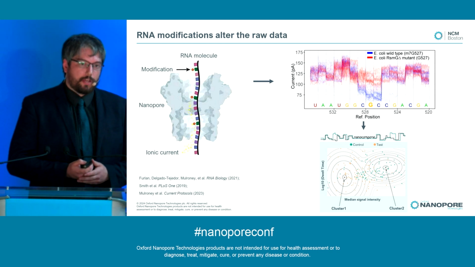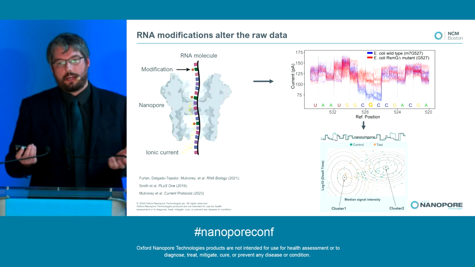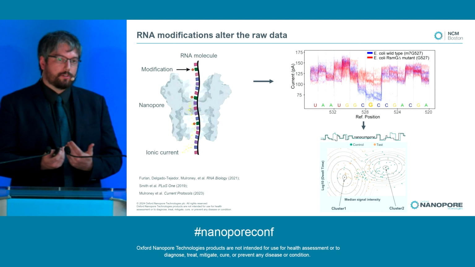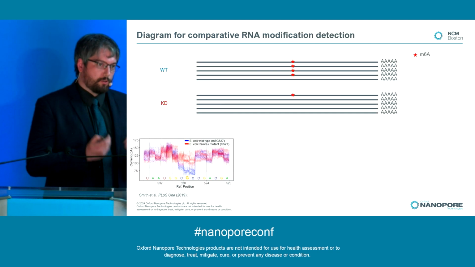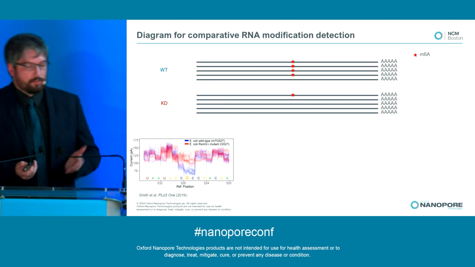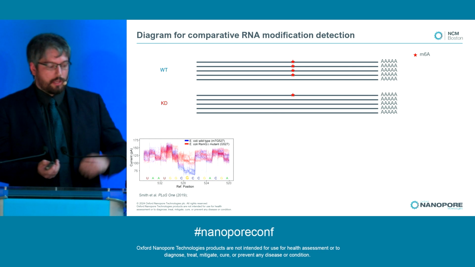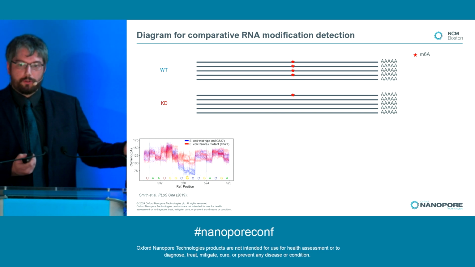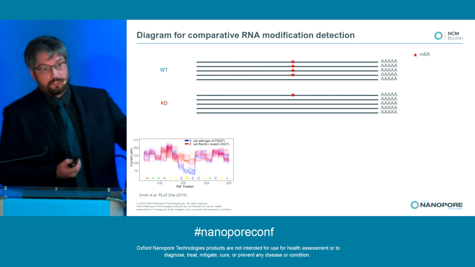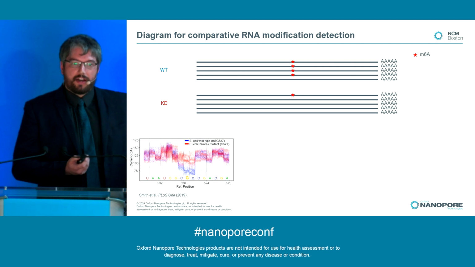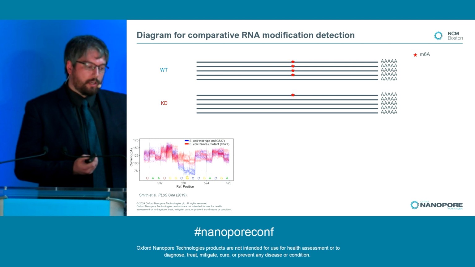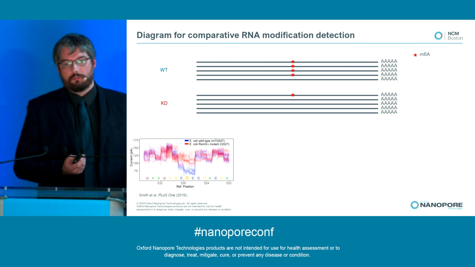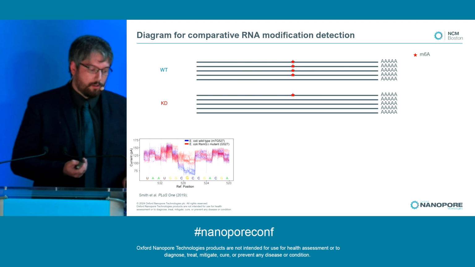And this is where the software Nanocompore comes in, where we take the ionic current at every position and do pairwise comparisons between two samples. Briefly, how this works is we have a wild type sample and then a sample that has reduced amounts of the modification. In this example, we did a knockdown of the m6A writer. Here we have 5 reads from each sample, and in the wild type, 4 are methylated and 1 is not, and in the knockdown, 1 is methylated and 4 are not.